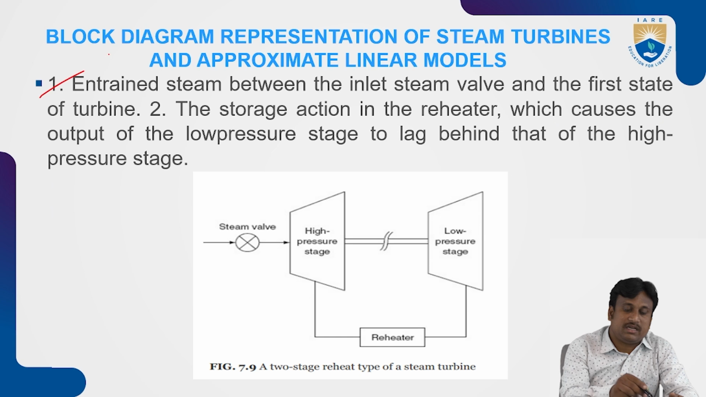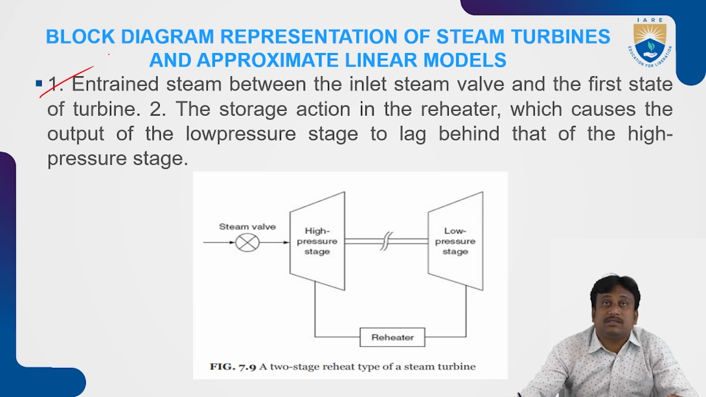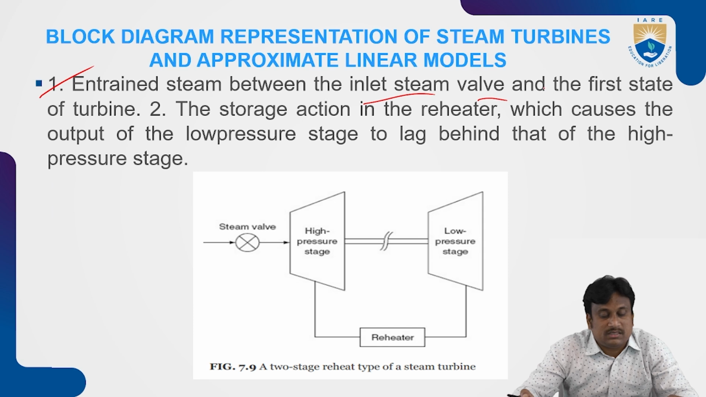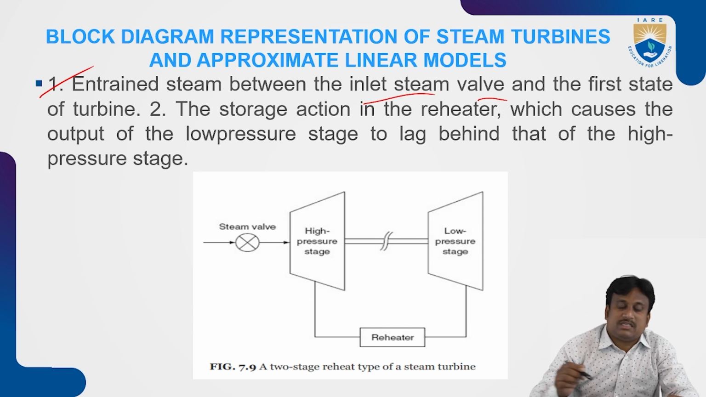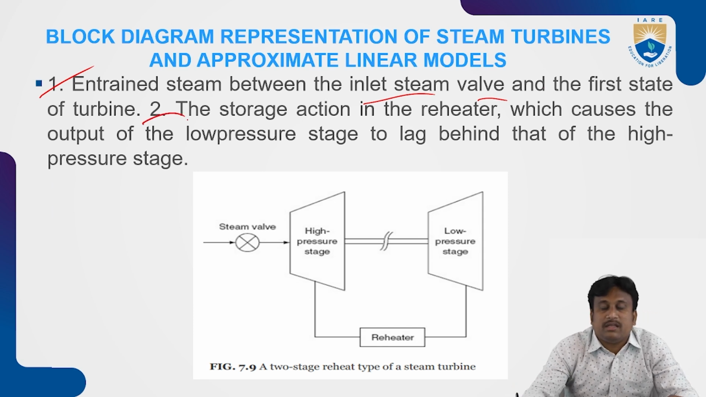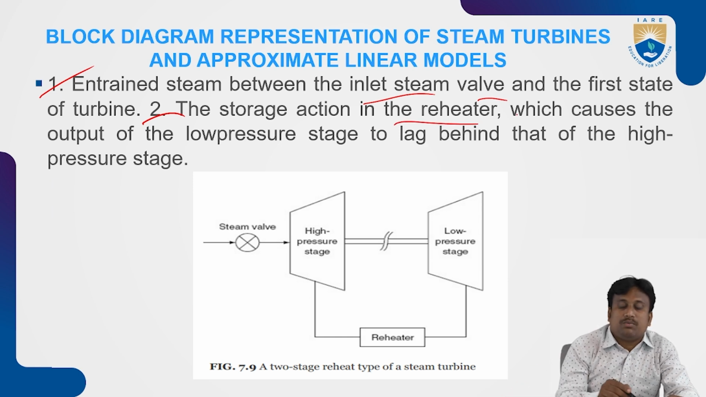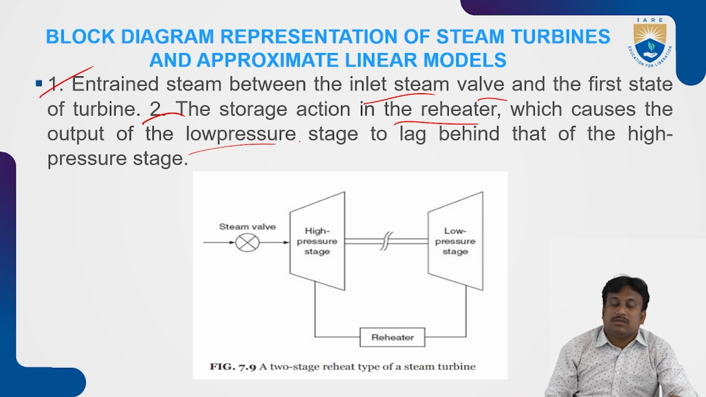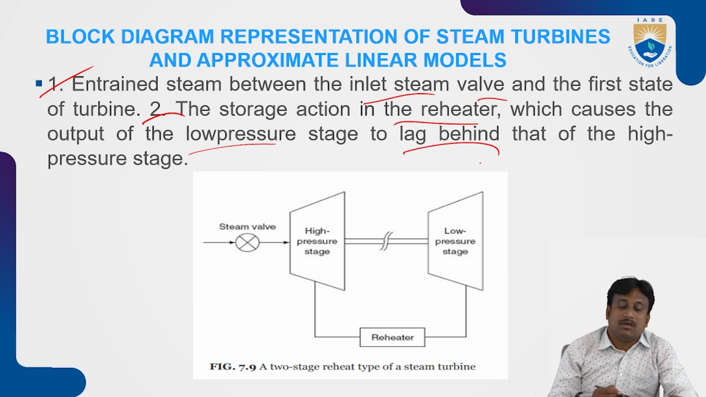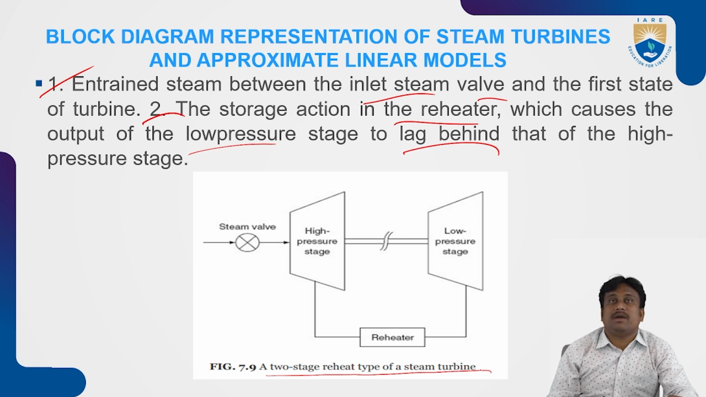So here the first consideration is entrained steam between the inlet steam valve and the first stage of the turbine. And the second condition is the storage action in the reheater, which causes the output of the lower pressure stage to lag behind that of the high pressure stage. So this is the two-stage reheat type steam turbine system.